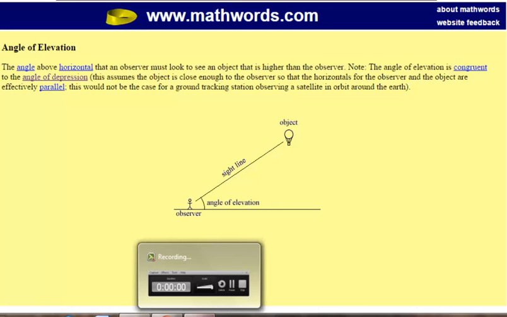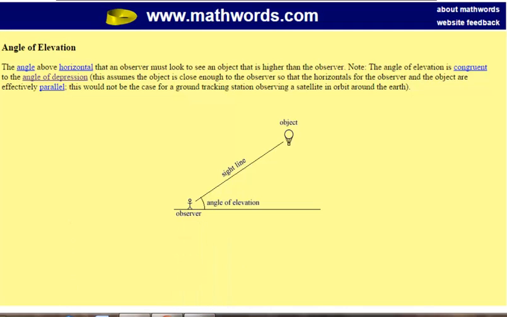of depression. So here we have a definition of the angle of elevation, and it's the angle above the horizontal line that an observer must look to see an object that is higher than the observer. So you can see that this angle right here is the angle of elevation.